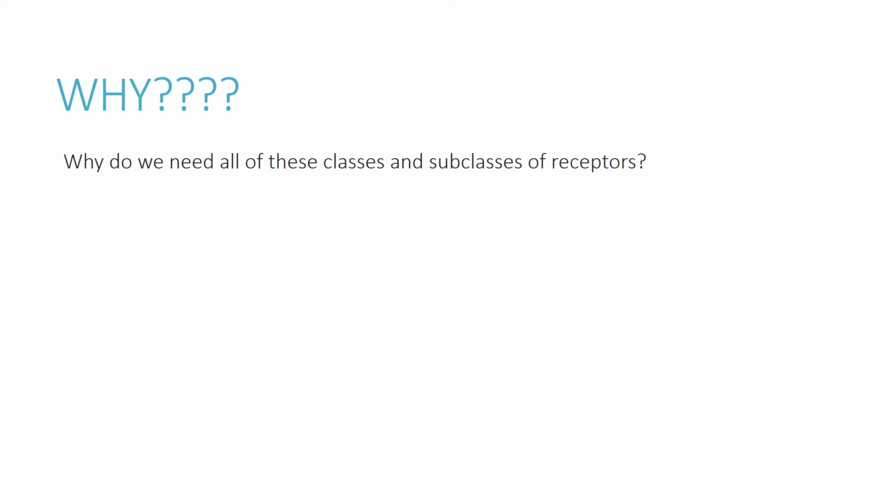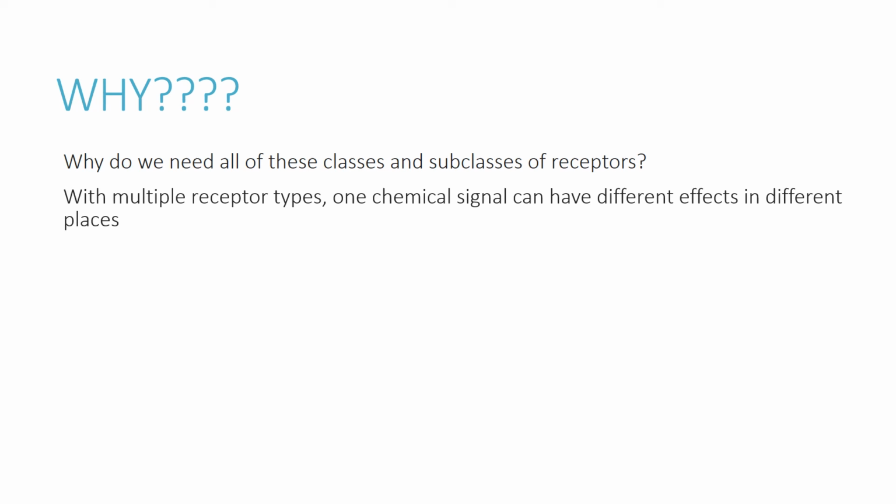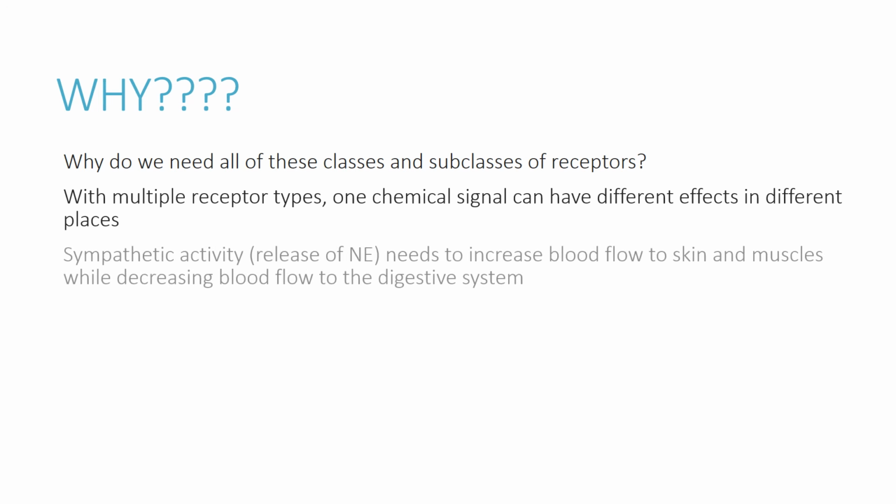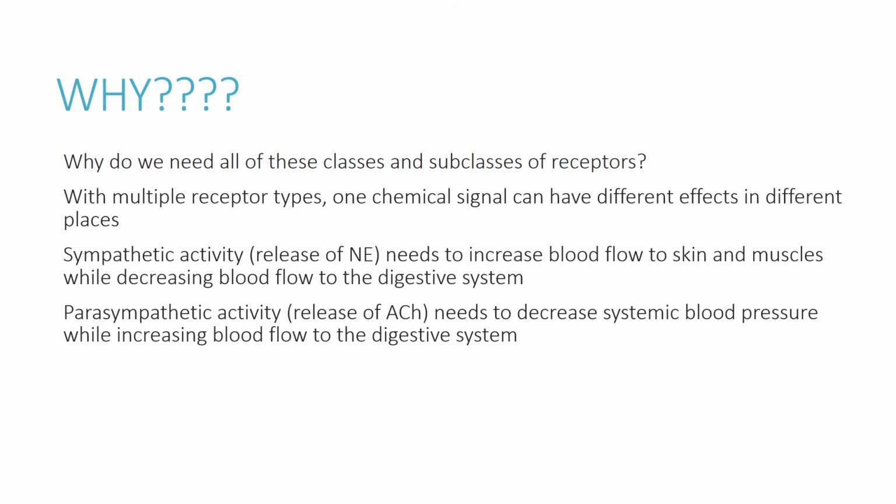Why do we need all of these classes and subclasses of receptors? With multiple receptor types, one chemical signal can have different effects in different places in the body. For example, sympathetic activity involving the release of norepinephrine needs to increase blood flow to the skin and muscles while also decreasing blood flow to the digestive system.